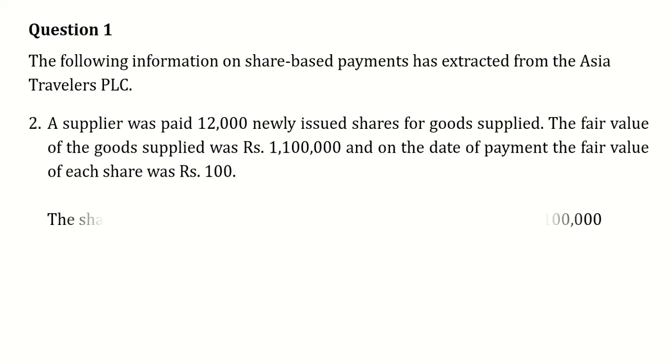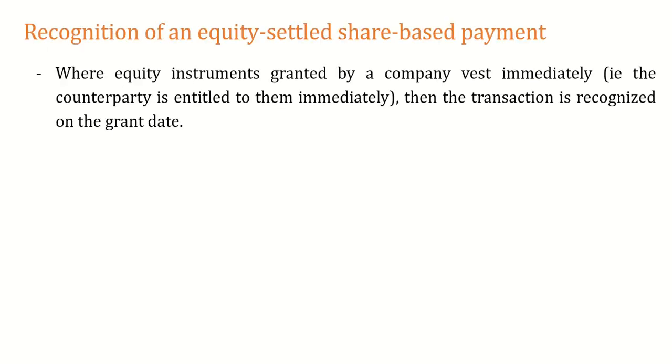Vest immediately. So the company says, where the equity instrument granted by the company vests immediately, that is, the counterparty is entitled immediately. They become entitled today, the share options are given today. Then the transaction is recognized on the grant date.